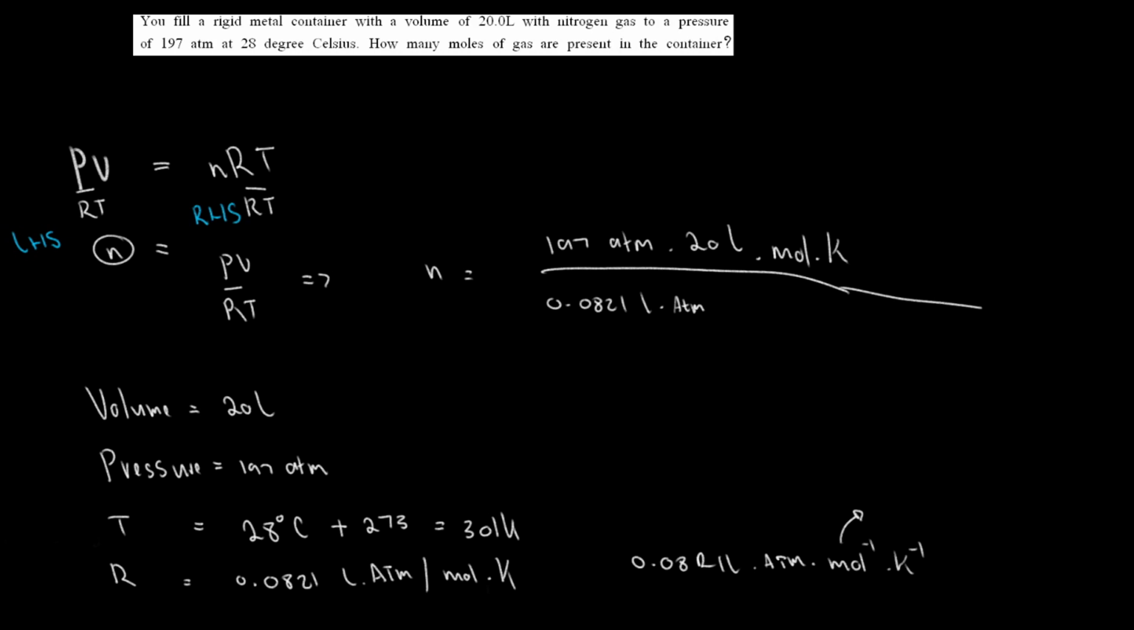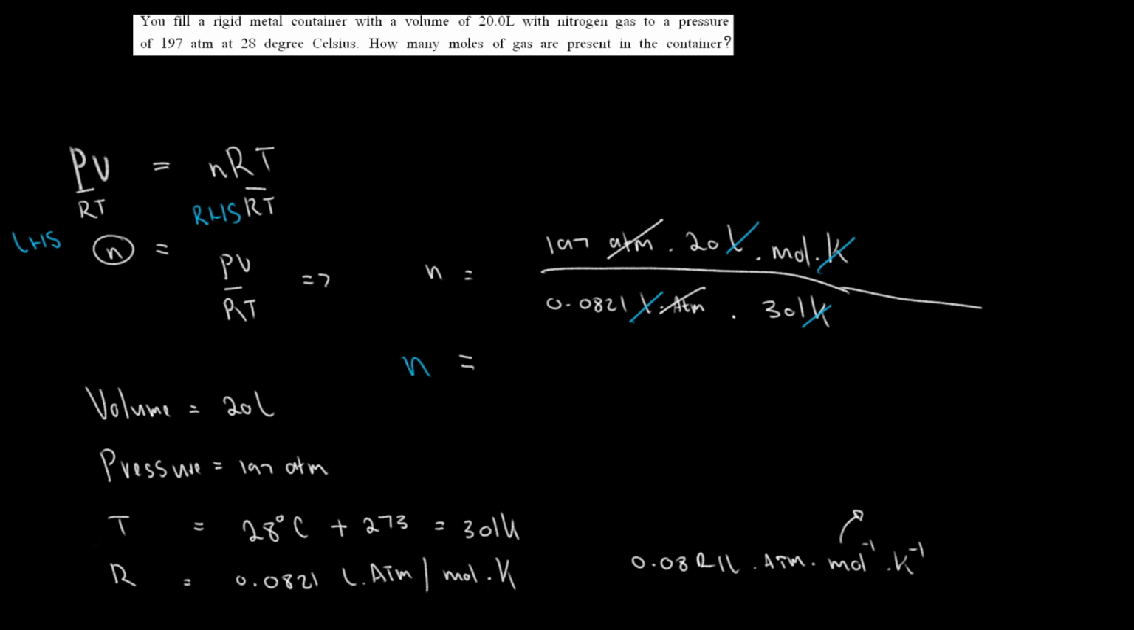And then we have our temperature. Our temperature is given to us as 301 Kelvin. Now we can do a calculation. My atmospheres cancel out. My liters cancel out. My Kelvin cancels out. And look at that, I'm left with moles. So now we know we can solve for n.